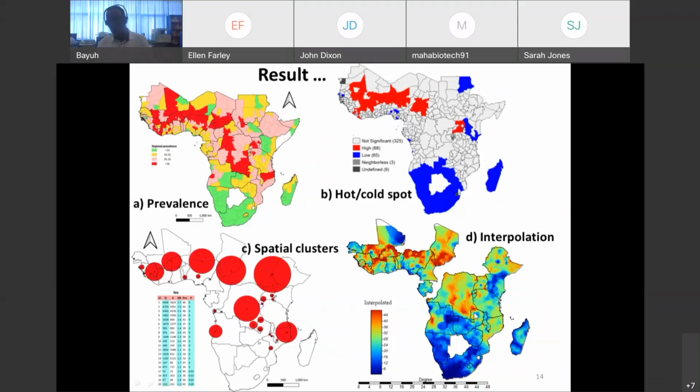The last one is interpolation. The interpolation predicts unmeasured areas based on measured areas, which is the cluster prevalence. Thus, the red color indicates the highest contribution of mothers who suffer child death, about 15% or above of them living in these red areas. And the lowest approaches below 10% of mothers who live in this blue color and suffer child death.